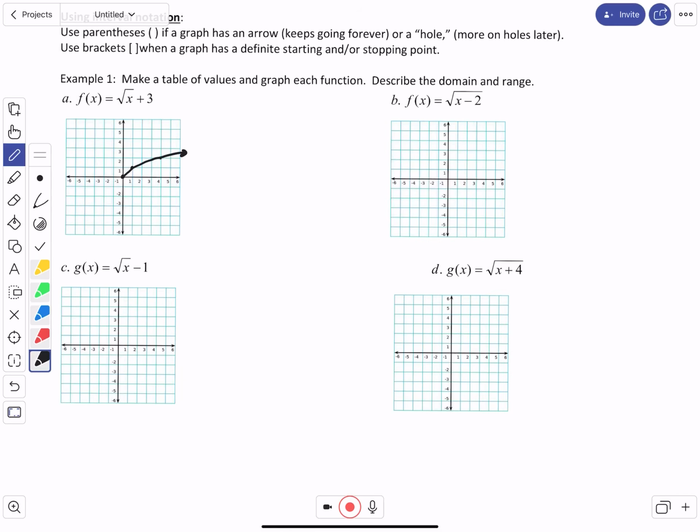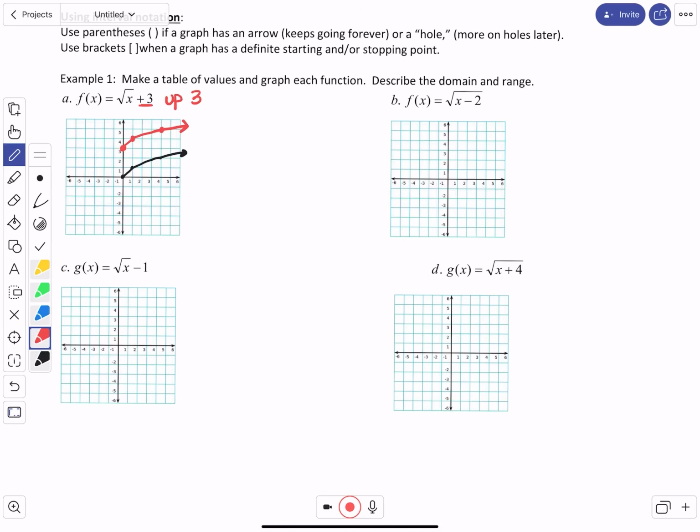Now, remember that the plus 3 is on the outside, so that means it's going to go up 3. So every point that we have is going to go up 3. So we go up 3 here. This point is going to go up 3. And this point over here is going to go up 1, 2, 3. So here is our new graph. I took each point and I shifted it up 3.